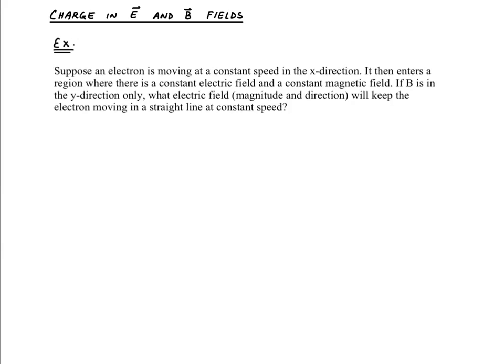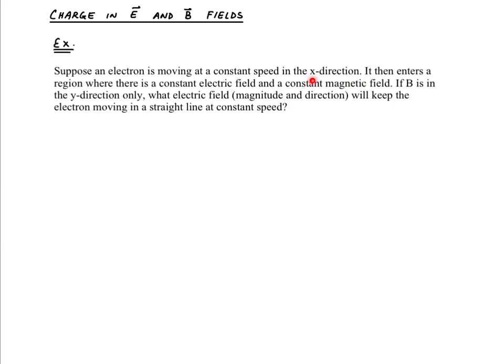So here we have an electron that is moving at a constant speed in the x direction, and then it enters a region where there is a constant electric field and a constant magnetic field. If B is in the y direction only, what electric field, magnitude and direction, will keep the electron moving in a straight line at constant speed? So we have basically two fields, electric and magnetic, both exerting forces on the electron to keep it moving such that it has no acceleration.